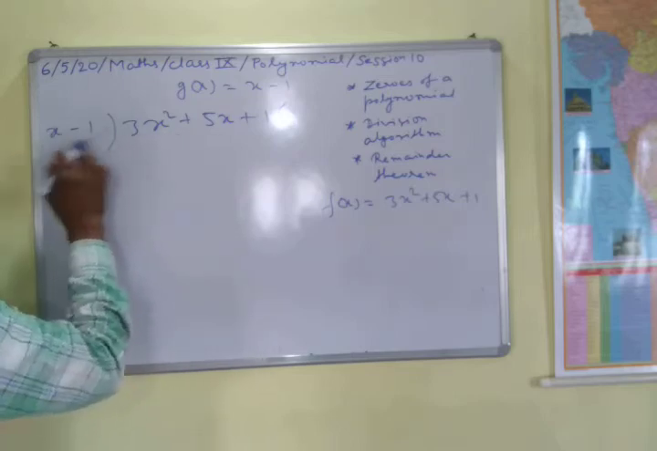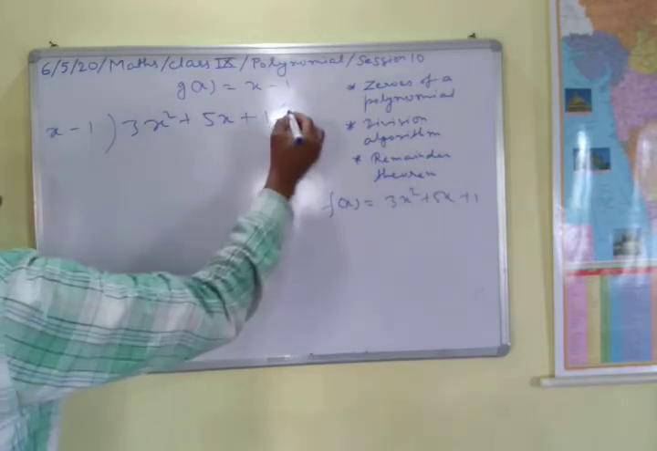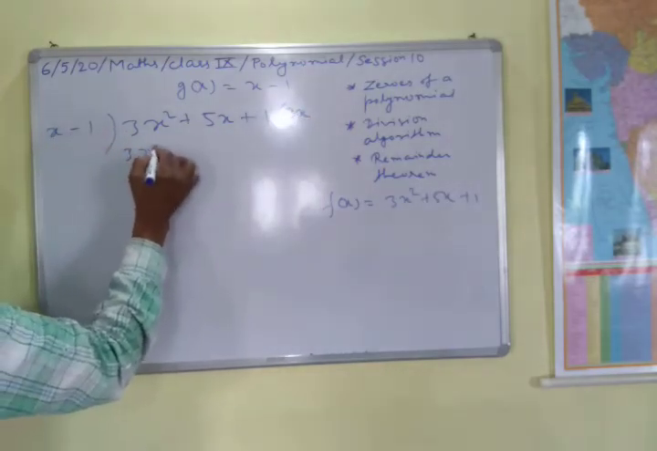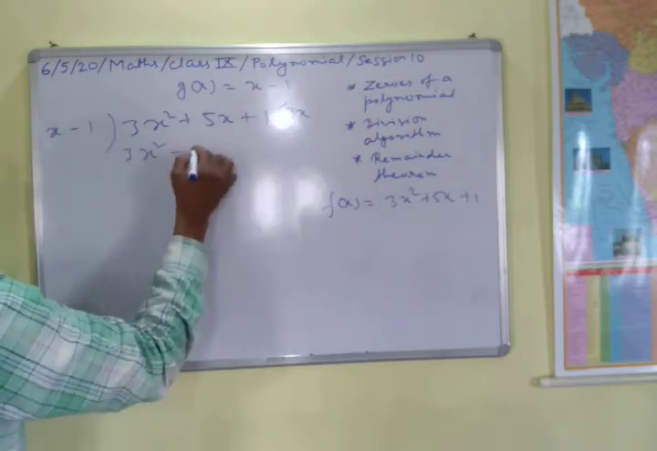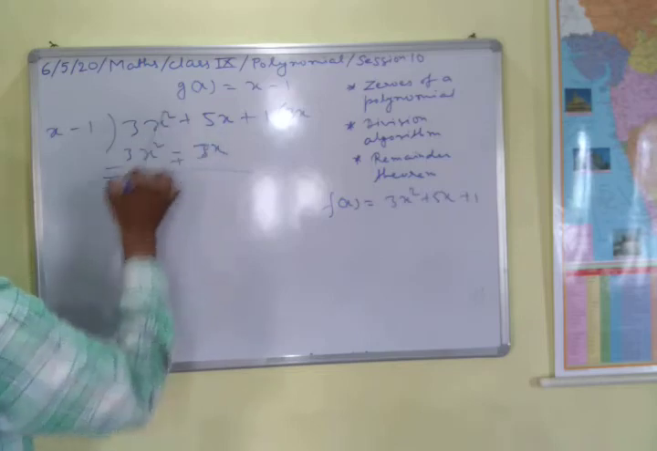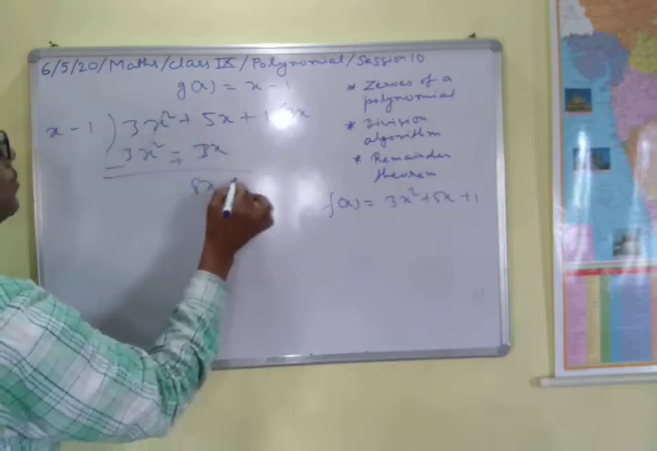So again 3x into 3x square. So it will be like 3x here. So 3x into x is 3x square, and 3x into minus 1 would be minus 3x in this case. Then subtract, minus plus, and then here it will be 8x plus 1.